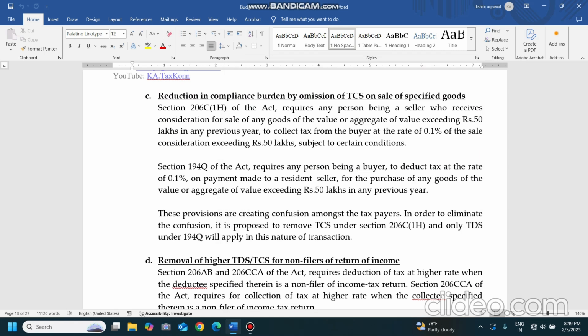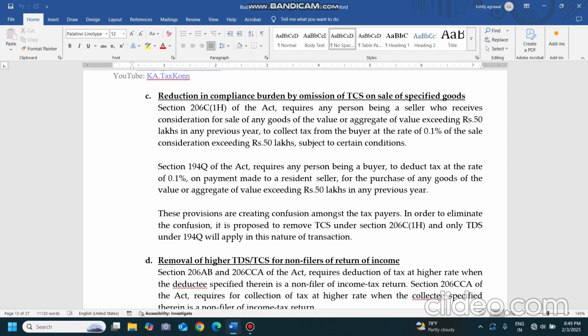The same provision applies in case of 194Q: if any person is the buyer, then he has to deduct TDS of 0.1% if he is making any payment exceeding 50 lakh rupees. So whatever excess amount is there, on that TDS is required. So this provision was creating confusion and ambiguity between the sellers and buyers.